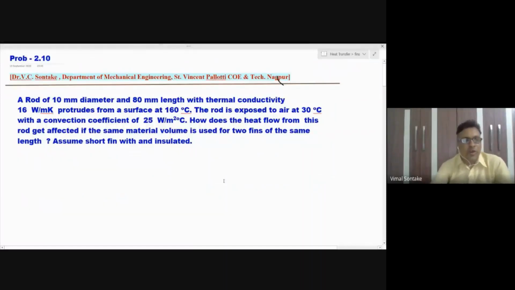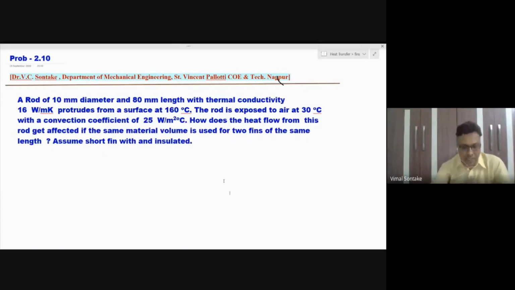So problem 2.10 goes like this. A rod of 10 mm diameter and 80 mm length with thermal conductivity 16 watt per meter Kelvin protrudes from a surface at 160 degrees Celsius. The rod is exposed to air at 30 degrees Celsius with a convection coefficient of 25 watt per meter square degree Celsius.